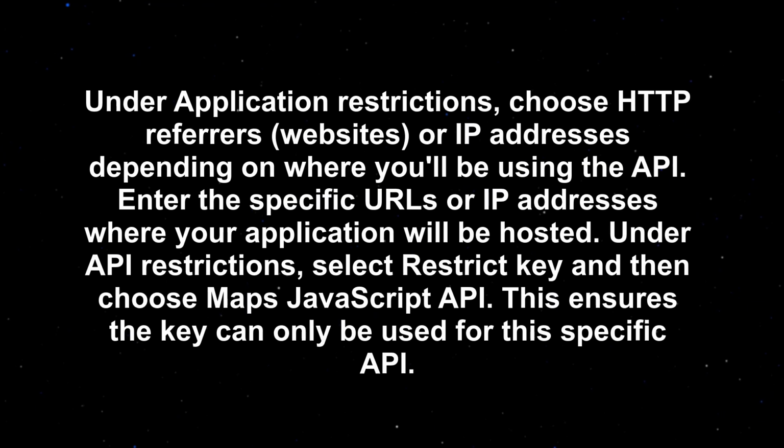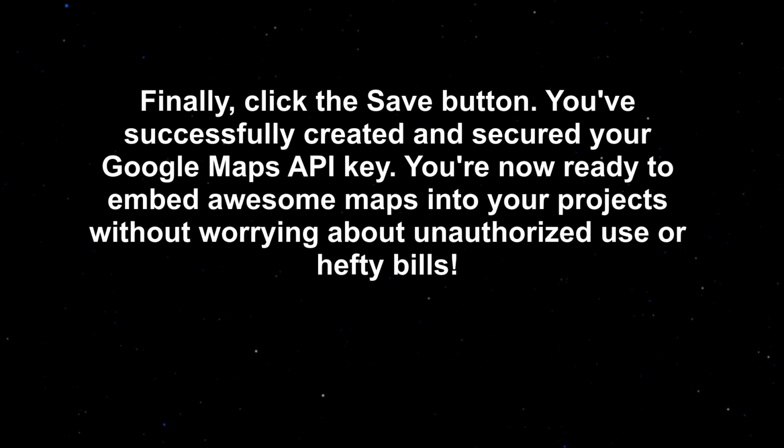Click Restrict Key. Under Application Restrictions, choose HTTP referrers, websites, or IP addresses, depending on where you'll be using the API. Enter the specific URLs or IP addresses where your application will be hosted. Under API Restrictions, select Restrict Key and then choose Maps JavaScript API. This ensures the key can only be used for this specific API. Finally, click the Save button.